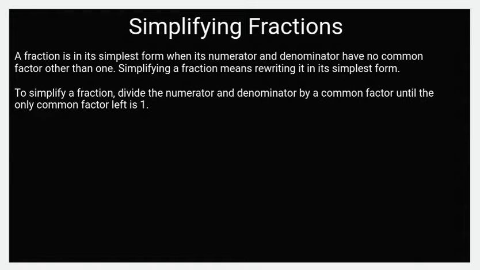So if we have a fraction and we are told to simplify the fraction, all we need to do is to rewrite that fraction in its simplest form. And what does that mean? It means that the only common factor with the numerator and the denominator will be 1. To simplify a fraction, all we need to do is divide numerator and denominator by a common factor until the only common factor left is 1.